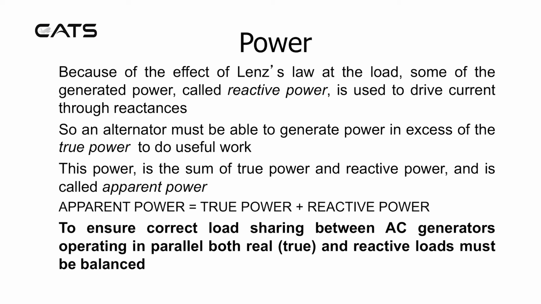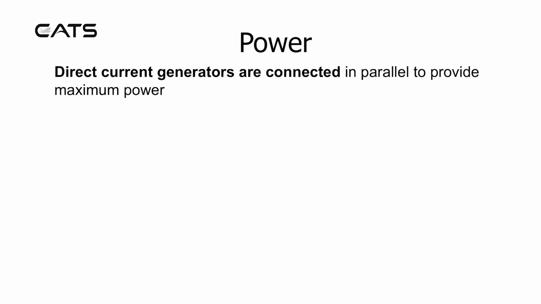Power. Because of the effect of Lenz's law at the load, some of the generated power, called reactive power, is used to drive current through reactances. So an alternator must be able to generate power in excess of the true power to do useful work. This power is the sum of true power and reactive power, and is called apparent power. Apparent power equals true power plus reactive power. To ensure correct load sharing between AC generators operating in parallel, both real (true) and reactive loads must be balanced. Direct current generators are connected in parallel to provide maximum power.